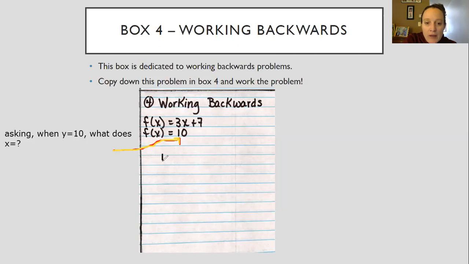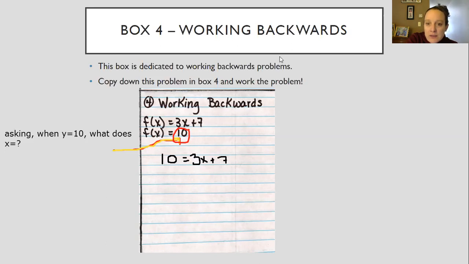So now I know f of x equals 10. So I put 10 equals 3x plus 7. Notice I did not put it in for x. This right here, guys, is the output. That is what I'm trying to get to. I want to know what I inputted to get to that.